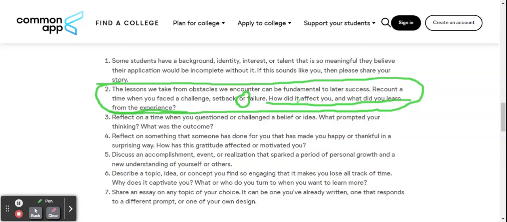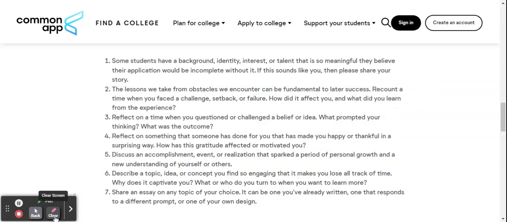And really there are 2 questions, and this is a compound sentence. Number 1, how did it affect you? And 2, what did you learn from the experience? So please keep that in mind, writers, with this particular prompt, if your experience and your qualities match prompt number 2. All right, prompt number 3.